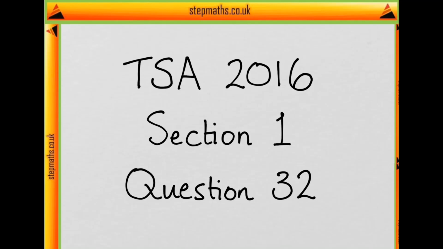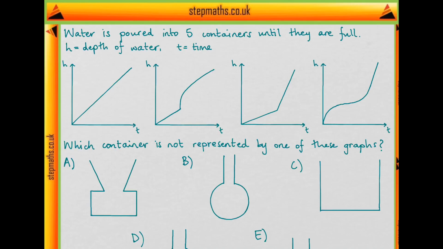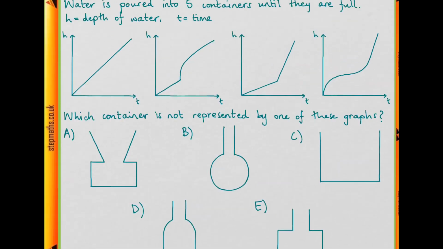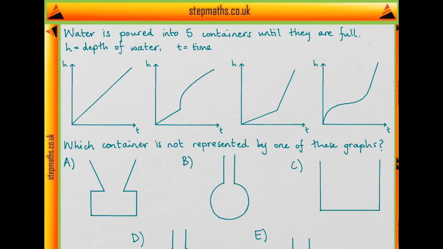Hi, this is question 32 on section 1 of TSA 2016. So here we have water being poured into 5 containers at a constant rate until each one is full. And we have some graphs of the depth of water against the time, and we want to know which of these containers is not represented by any of these graphs.